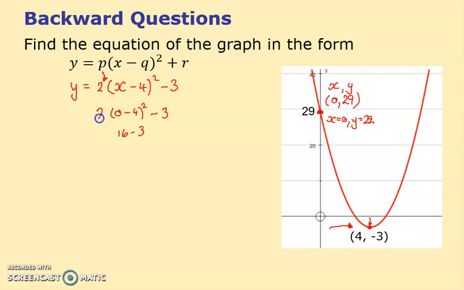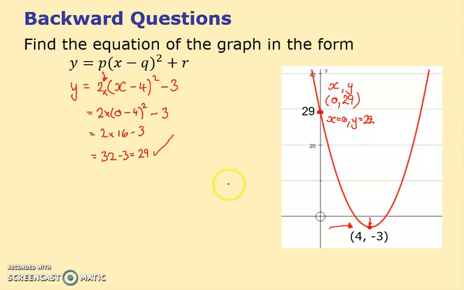So, and I think this is going to work. Look at this. If I put a 2 at the front, and I randomly picked 2, I didn't know it was going to work. But if I put 2 there, and I do 2 lots of 16, well, 2 lots of 16 is 32. Take away 3 equals 29. That did work. I got the point I wanted. Okay, and that seems to have worked then.